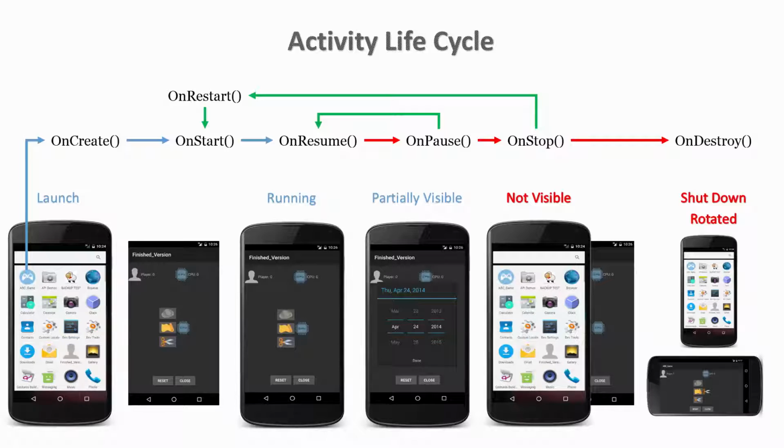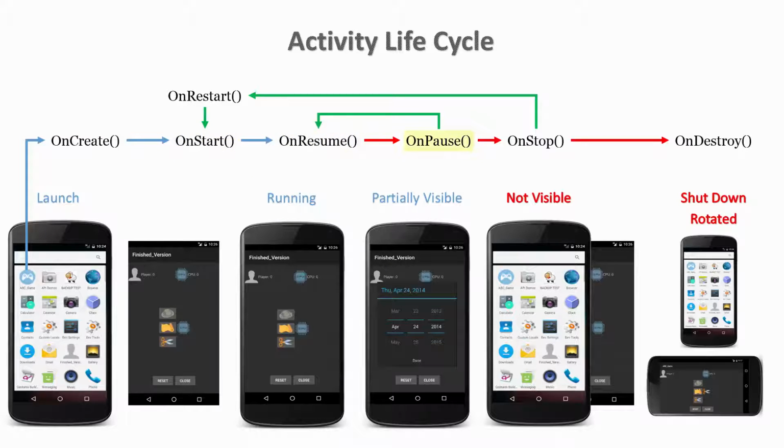When the user clicks on an application, the app starts from the first activity, the launcher activity. Android OS calls the activity's onCreate method. OnCreate is the only method that is mandatory for every single activity. We can use it to initialize variables and set the display layout. Then come the onStart and onResume methods. When onResume is called, the activity is visible and has focus, and the user can interact with the app.